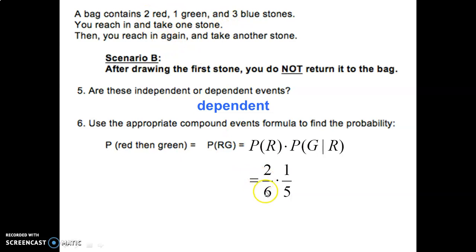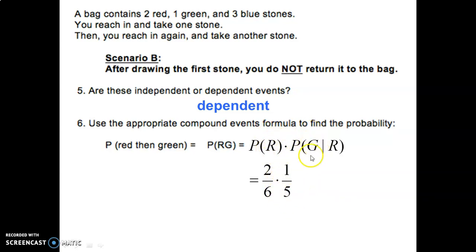Great. Now, the probability of green: there's still 1 stone left in there that's green, but since 1 red is gone, now there's only 5 stones remaining, so it's 1 out of 5. So that's where the dependence comes in. Notice that went down. This changed. This probability changed because this thing happened.